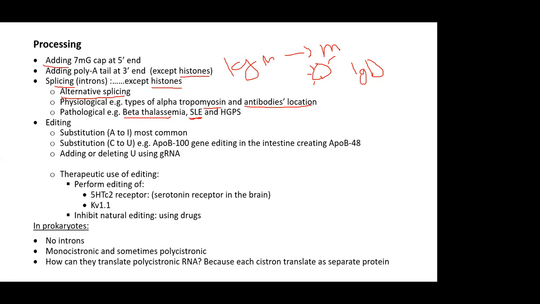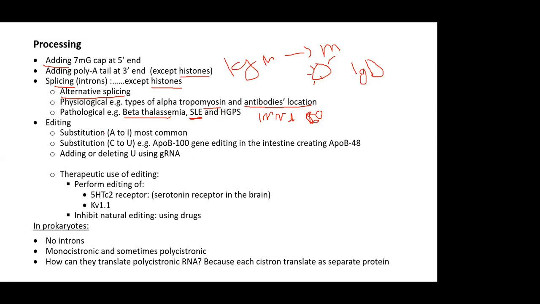SLE, remember, autoantibodies that will go and attack the spliceosomes. And Hutchinson, there is a deletion in the LMNA, or the lamin A protein. There are 50 bases that are deleted. And you can just use it for short: progeria, the early aging.